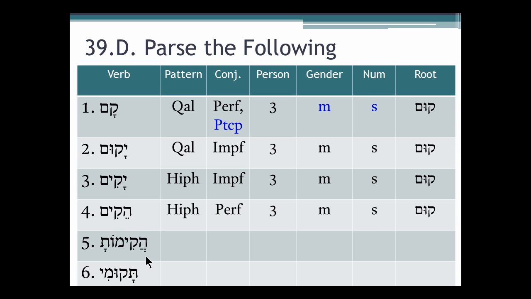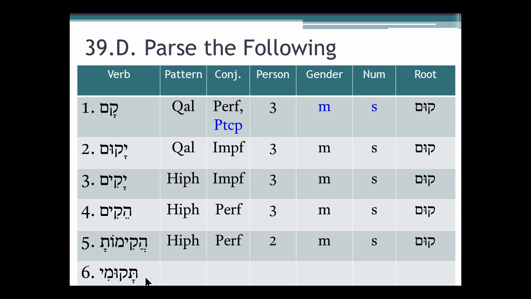Number 5, hakimota. Again, ta, the suffix ending gives it away. This is going to be a perfect second masculine singular of something. We've got the hey out front. Can that be a prefix? Yes, it can. Discernible lemma. We have a hifil, again, perfect second masculine singular.